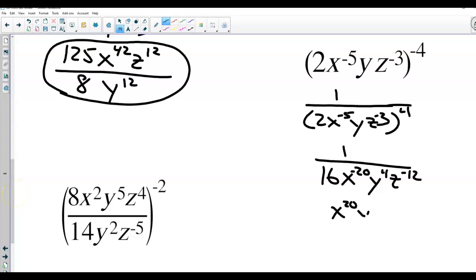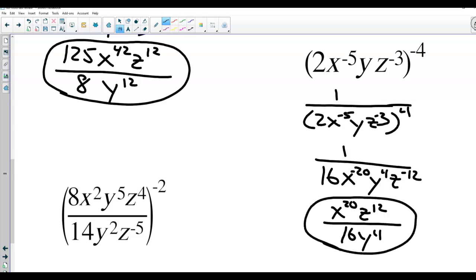x to the 20th, z to the 12th, over 16y to the 4th. If you are raised to a negative exponent in your denominator, you move up. Remember, negative exponent represents movement. If you are raised to a positive exponent, 16 to the 1, y to the 4th, you stay on the bottom.